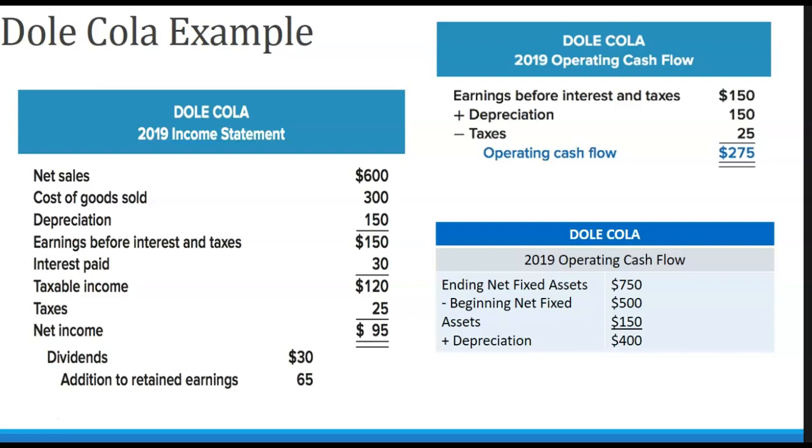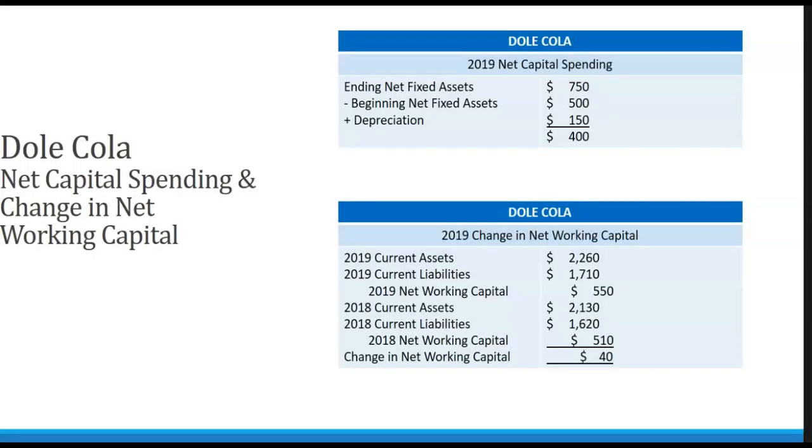We then look at the changes in our fixed assets and add the depreciation amount. Next, we look at our net capital spending and the change in net working capital. So for our net capital spending, we have ending net fixed assets minus beginning net fixed assets plus depreciation. For our change in net working capital, remember we take beginning net working capital minus ending net working capital to get the change in net working capital.